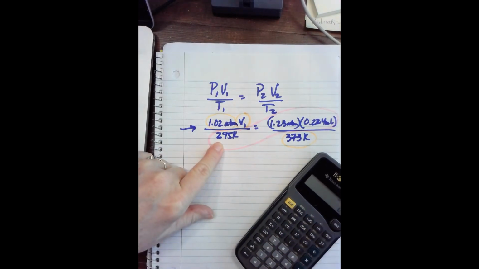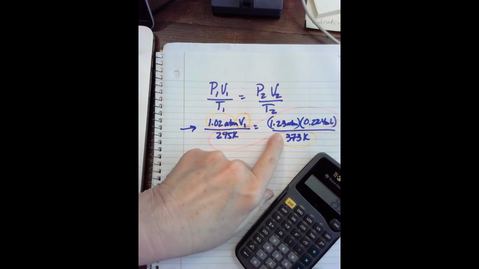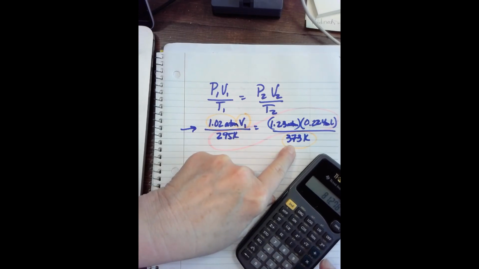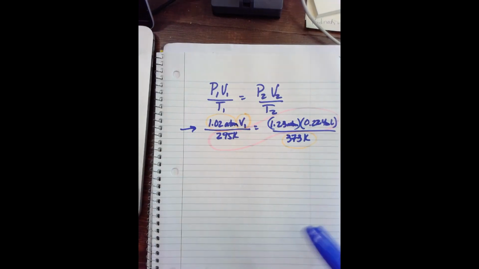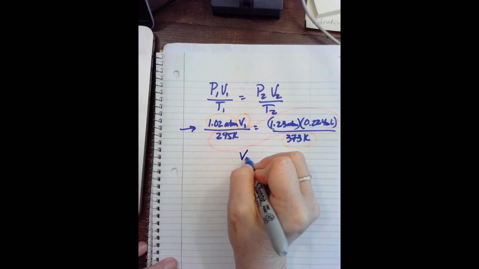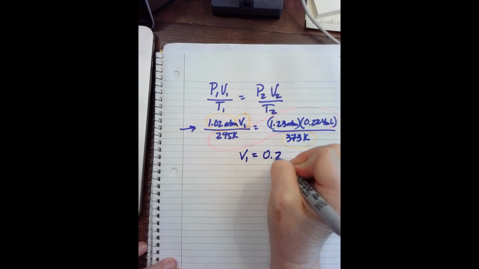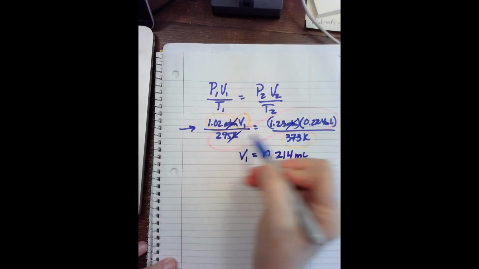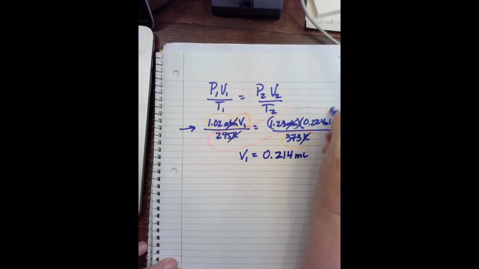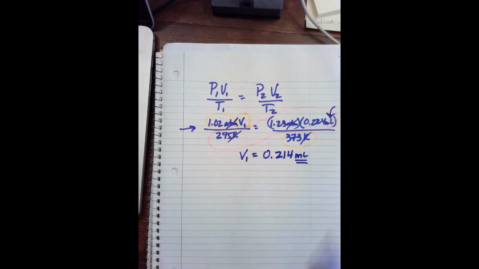So I can start here, 295 times 1.23 times 0.224 divided by 373 divided by 1.02 equals, ta-da! Volume 1 equals 0.214 milliliters. Atmosphere cancels. Kelvin cancels. Milliliter is my unit that's left, so that's the unit that has to be on my volume.